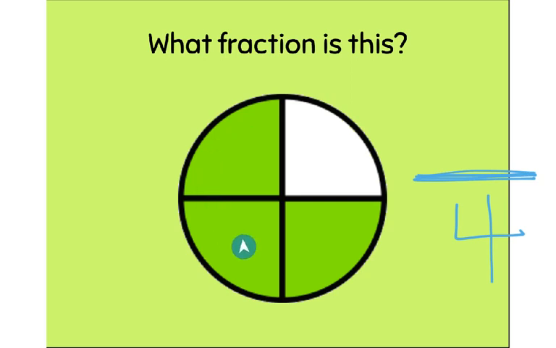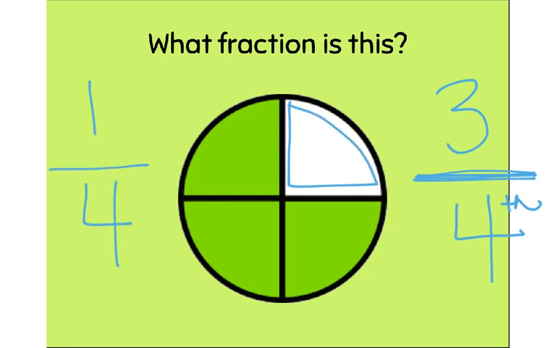Now how many are shaded green? Count it out. Let's see what you can get. Let's check. 1, 2, 3 are shaded green. So you're right, we would call it 3/4. If I wanted to talk about how many are shaded white, I would say 1 out of the 4, where 1/4 is shaded white. Now you don't have to write that TH there, I'm just showing that to teach you.